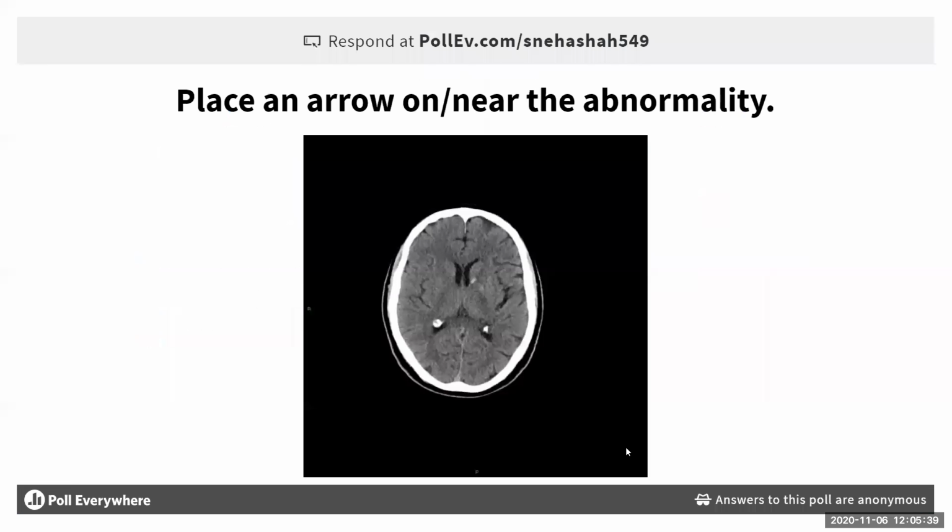So let's get started with our primer. If you can place an arrow on or near the abnormality on this image, which is of a head CT.